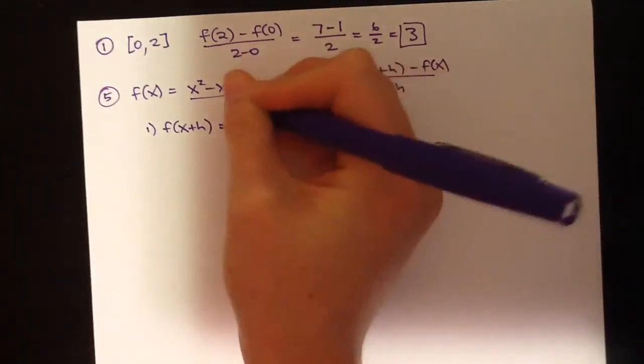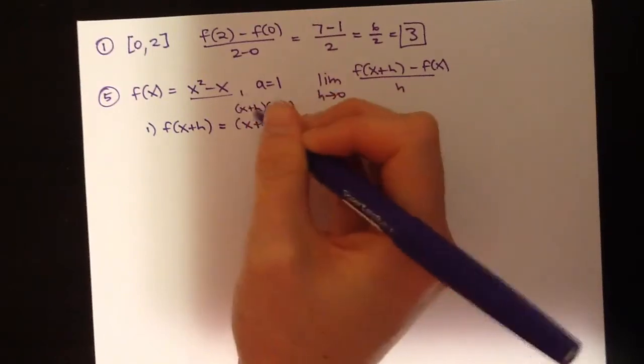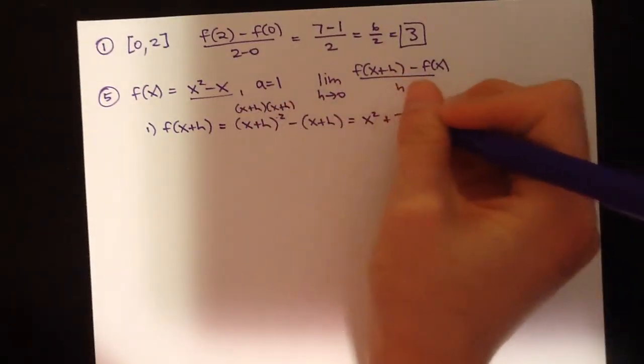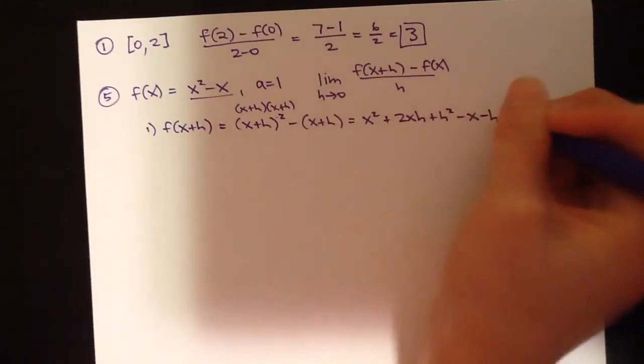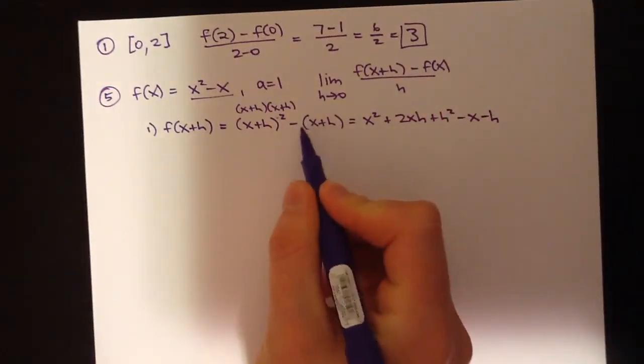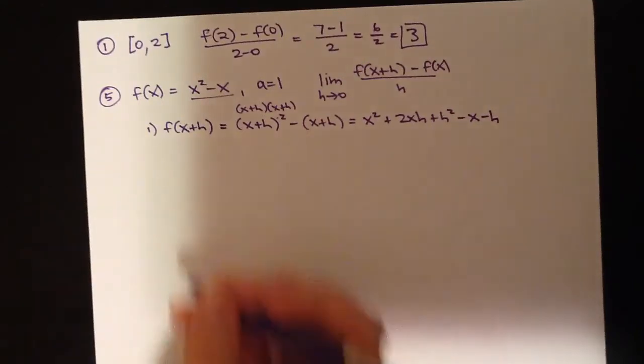When we FOIL it, we get x squared, and then there's going to be a 2xh. Here's an xh, here's an xh, and then plus an h squared. And then minus x minus h, because we're subtracting this x, but then we're also subtracting the h. So right now we've got 5 different terms that are actually all completely their own variable parts. There's no combining that we can do right now.